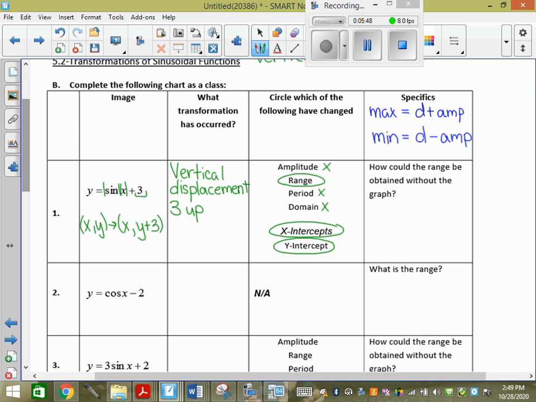And your range, just to remind you, your range in set notation is Y such that minimum value is less than or equal to Y, is less than or equal to your maximum, Y here.